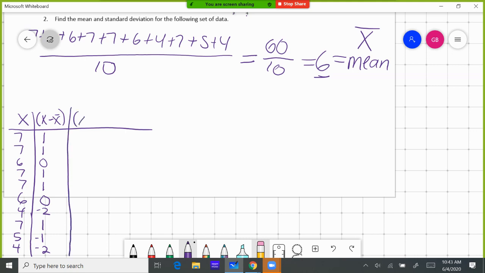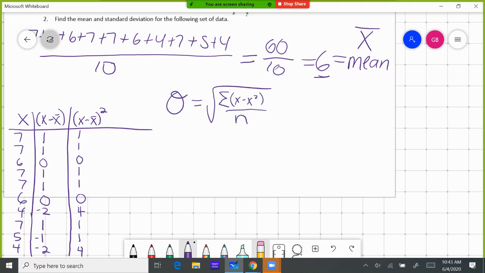Then each number in that second column, you're going to square it. You're going to multiply it by itself. So 1 squared is 1, 0 squared is 0. Negative 2 squared, that's 4. And another 4 at the end. Okay? Now, standard deviation is the square root of the sum of all the differences squared divided by n.